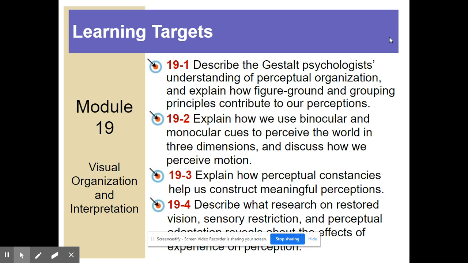In Module 19, we're going to be discussing visual organization and interpretation. Much of this deals around the psychology known as Gestalt psychology. We're going to be looking at explaining how figure-ground and grouping principles contribute to our perceptions, how binocular and monocular cues help us see three dimensions, how perceptual constancies help us construct meaningful perceptions, and what research on restored vision, sensory restriction, and perceptual adaptation reveals about the effects of experiences on our perception.